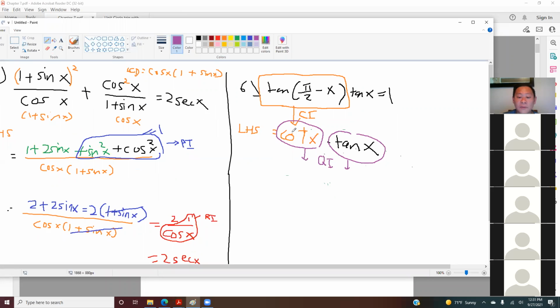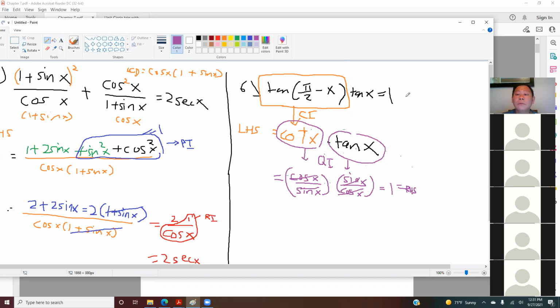What's the quotient identity for cotangent x? Cosine over sine. And what is tangent x for quotient? Sine over cosine. And what happens here? They equal 1. Yep, they all cancel out and become 1. So the cosine will cancel with cosine, sine will cancel. So you can use a quotient identity to do this, which gives the right-hand side here.